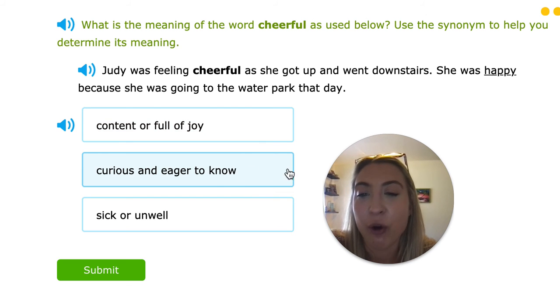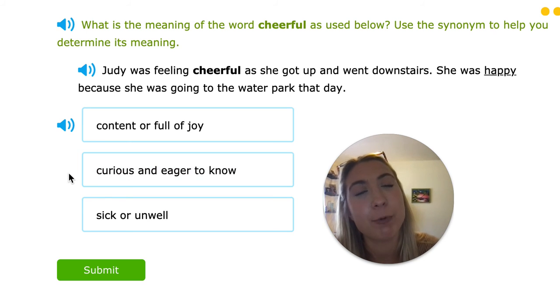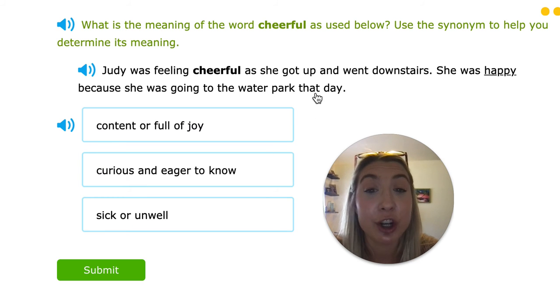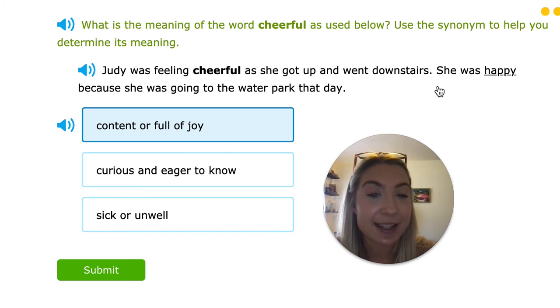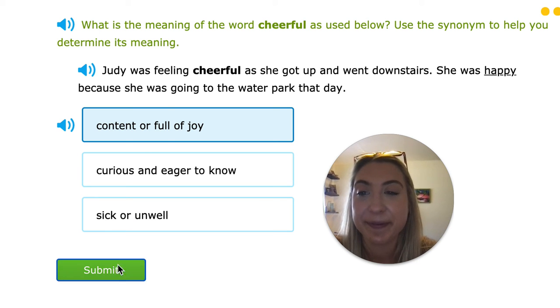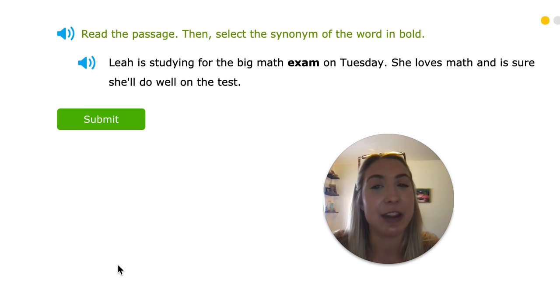Curious and eager to know. Remember, we learned eager on Monday. Eager is waiting for something to happen, wanting something to happen. You're excited about it, but she already knows what she's doing. And curious kind of means, what's going on? I want to know. But she already knows that she's going to the water park. Or sick or unwell. Well, happy doesn't mean sick or unwell. So content or full of joy would be the best answer to know what cheerful means when we're using the word happy to help define it. We got it. So let's do one more together.